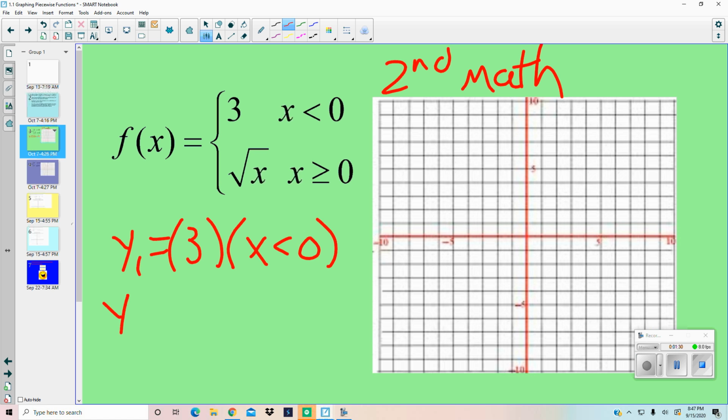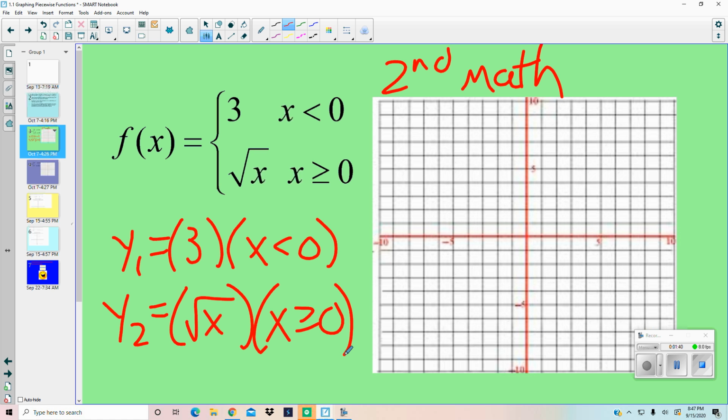And then under y sub 2, you're going to put in parentheses square root of x, and then x greater than or equal to 0, and then press graph, and it will graph those two pieces for you over those intervals. Okay, so for y equals 3, for x less than 0, that's going to just show up to the left. This part's going to be an open circle because it's not including 0. When you look at this inequality, it doesn't include 0. And then the square root function starts right here.